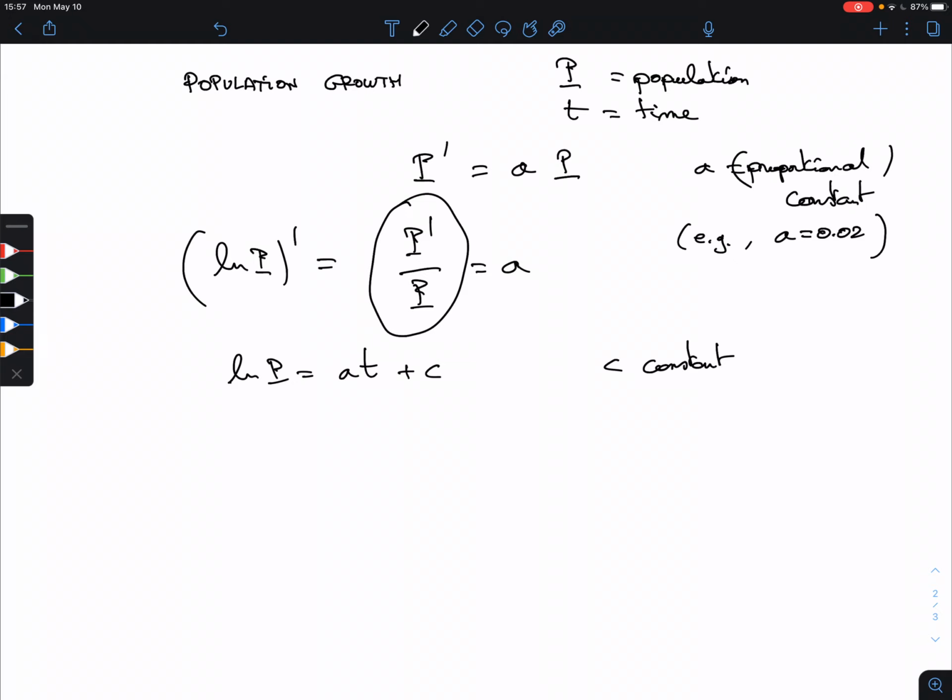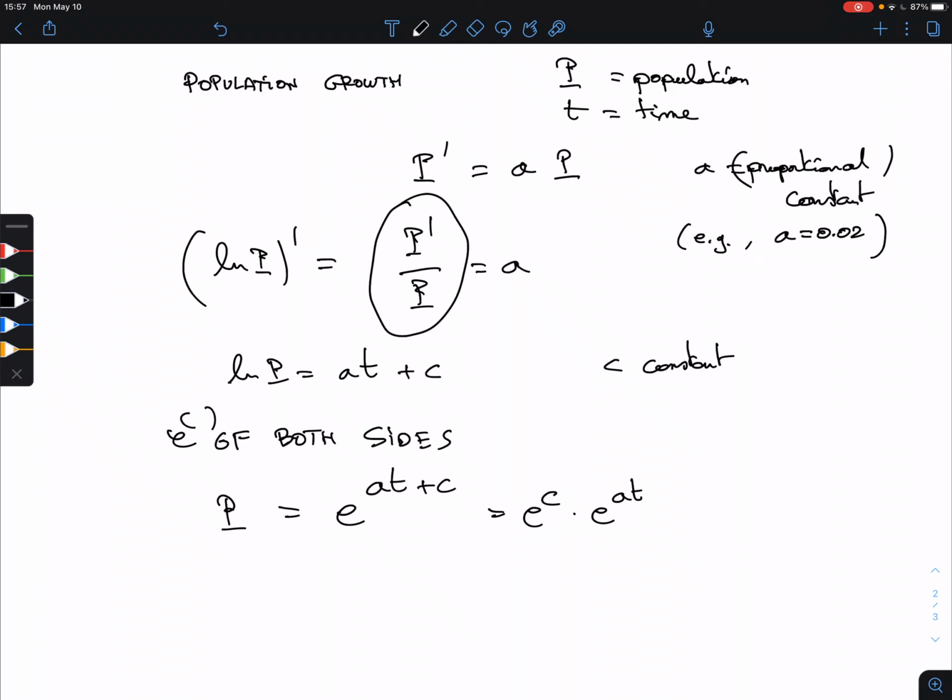How do you get rid of an ln? By cancelling it with its inverse, which is exponentiation. So I'm going to take e to both sides. So e to the ln P is just P. And then here we get e to the at plus C. And for simplicity, I'm going to separate this a little bit, since the exponential of a sum is the product of the exponentials.